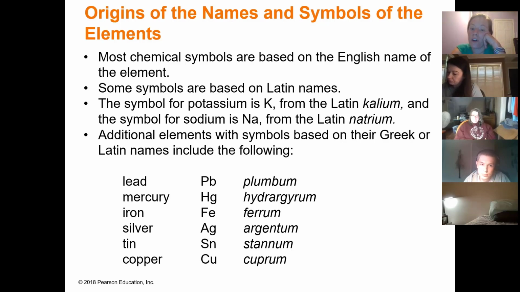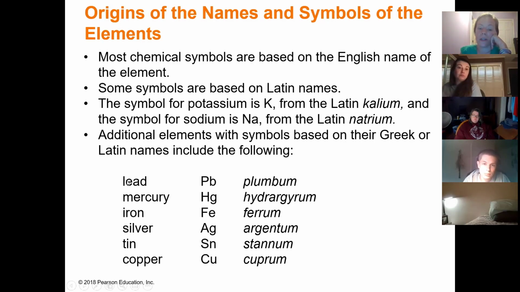The Latin name for sodium is natrium. So sodium is Na, not S. Sulfur is S. Here's some other ones that are sort of incongruent. So lead is Pb after plumbum. Mercury is Hg, iron, Fe, silver, Ag, tin, Sn. Shouldn't be an issue for you guys as long as you are using a periodic chart that has the name and the symbol for it, okay?